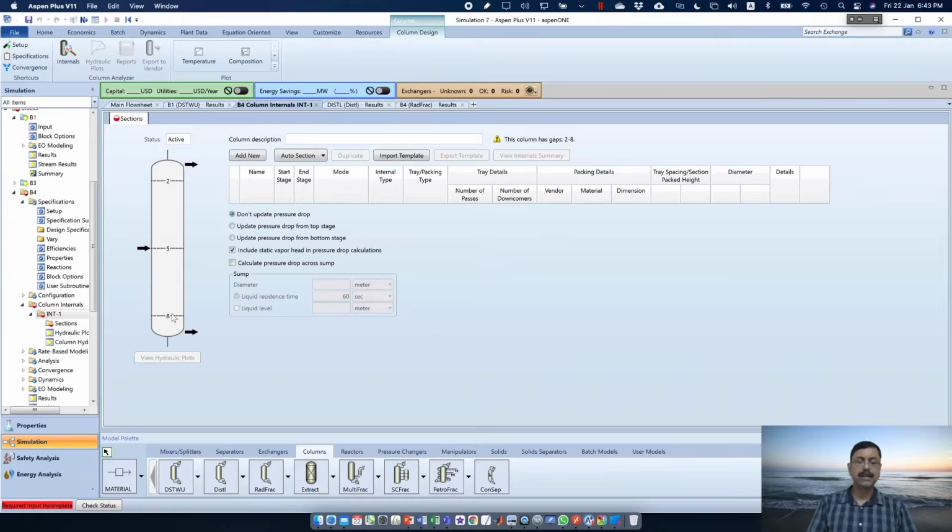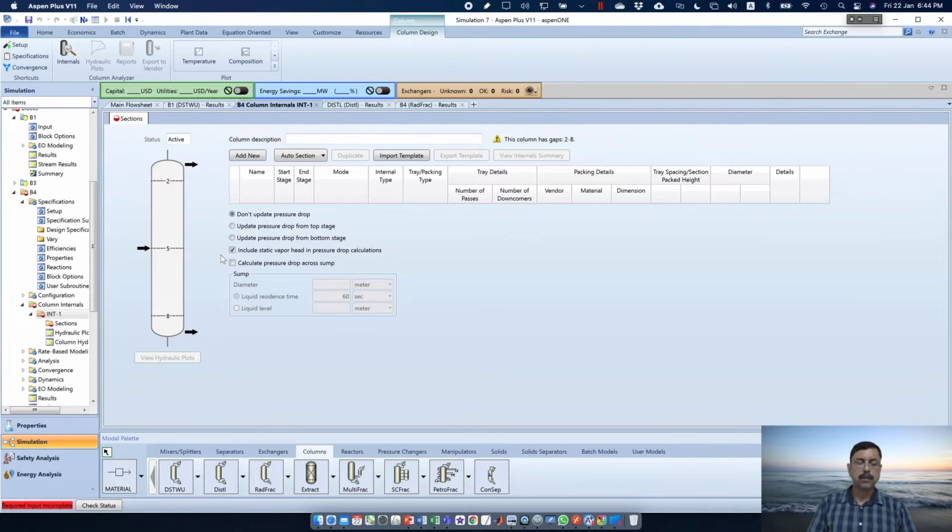So the rest of the stages are from 2 to 8. The feed stage is 5. Now we have to add a new section. You can design the upper section and lower section separately, or you can design them together. Let us design them together. We should not complicate the matter.